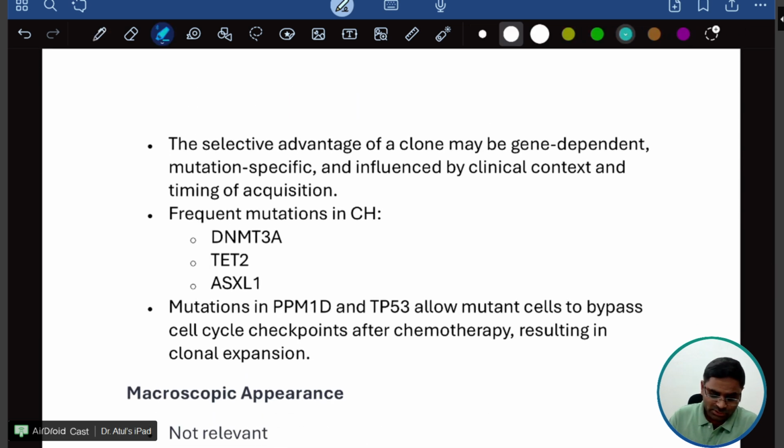So let us continue. The next point is the selective advantage of a clone. It may be gene dependent, it may be mutation specific, and it might be influenced by clinical context and timing of acquisition. There are frequent mutations which are present in clonal hematopoiesis. Now, these three I have already mentioned, that's why I included them in the criteria part also: DNMT3A, TET2, ASXL1. Lastly, mutations in PPM1D and TP53 allow the mutant cell to bypass cell cycle checkpoints after chemotherapy, resulting in clonal expansion.